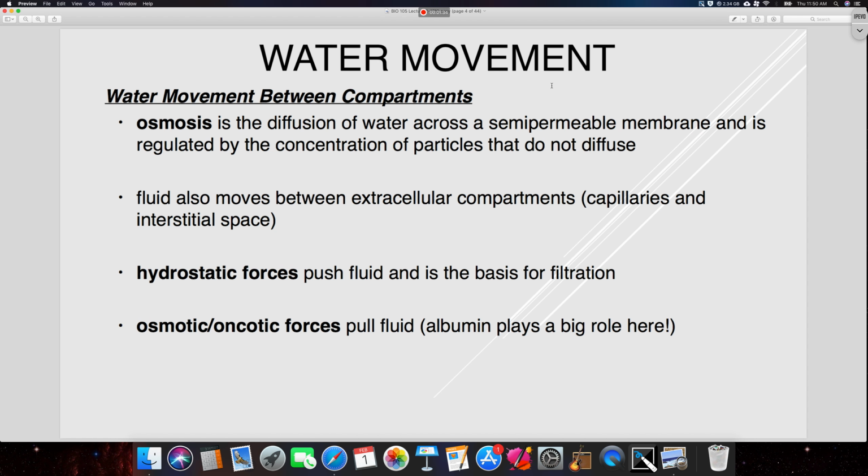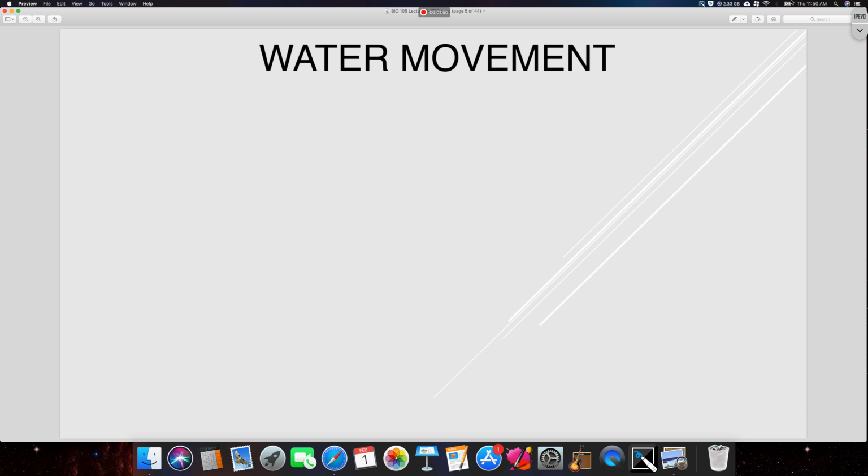And there are two main forces that dictate which way water moves. You have hydrostatic forces, which push fluid. This is basically what happens for filtration. And you have the osmotic or oncotic forces, which pull fluid. Okay, and albumin, of course, is very important for that, which we'll talk about. So let's just review these really quickly. So we had 4 of these forces.